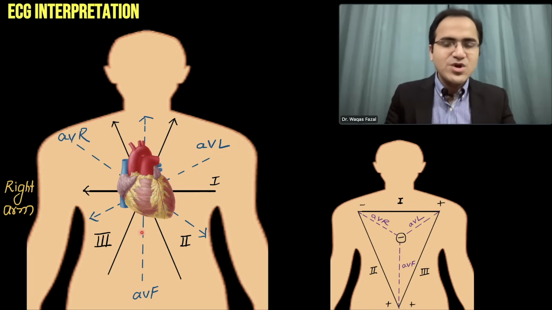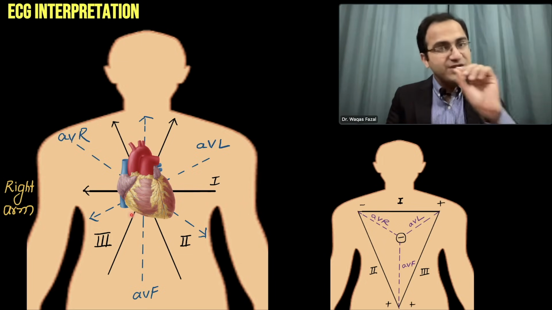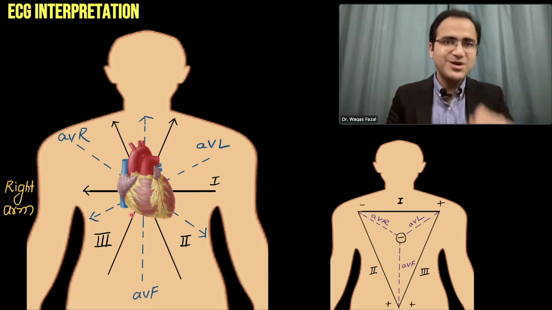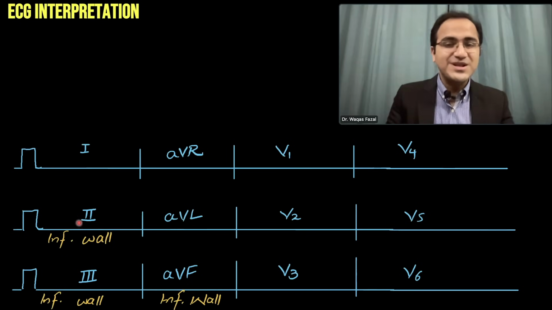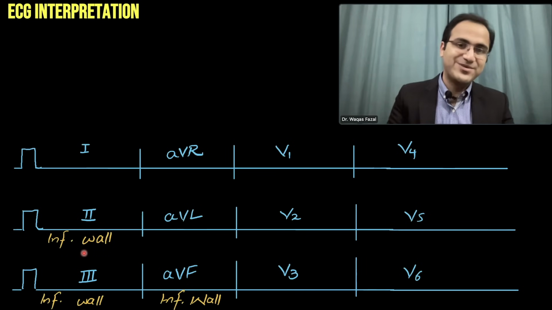Now, if I ask you, which are the leads that are looking at the inferior surface of the heart? Pause the video and think over it. Leads that are looking at the inferior surface of the heart are leads 2, 3 and AVF. And if there is a myocardial infarction in the inferior surface, if it is an inferior wall myocardial infarction, leads 2, 3 and AVF will show changes. Leads 2, 3 and AVF show us the inferior wall of the heart.